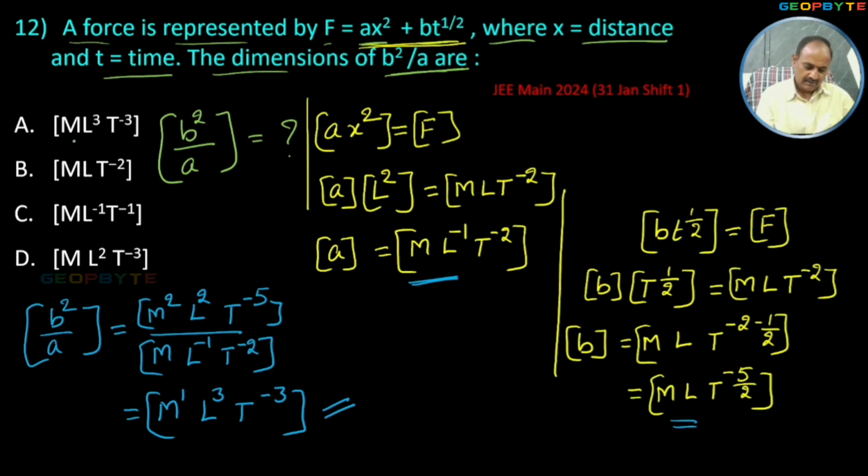Look at option A. Here it is M L power 3 t power minus 3. Option A itself is absolutely correct. Are you following clearly? Yes.